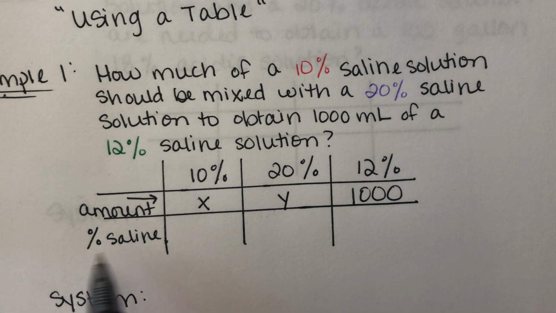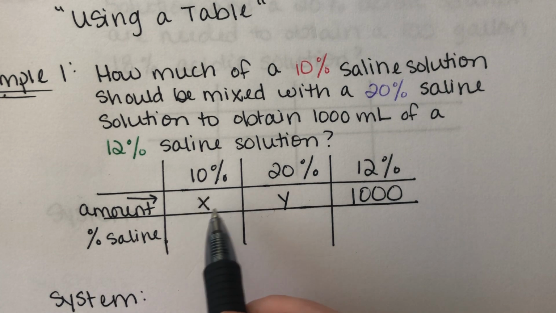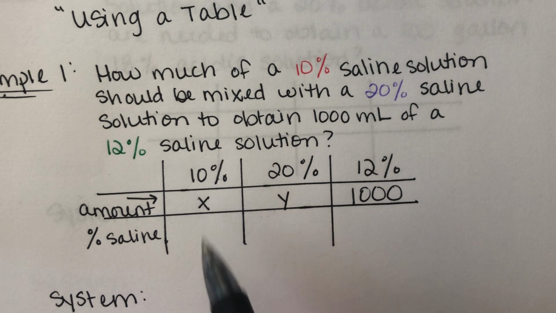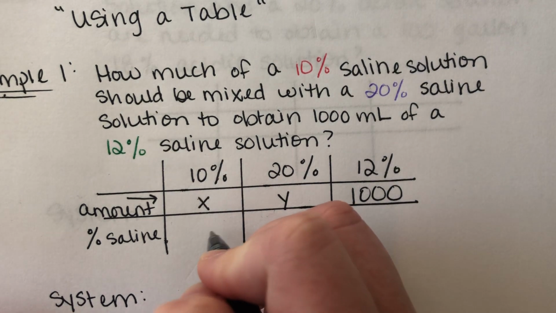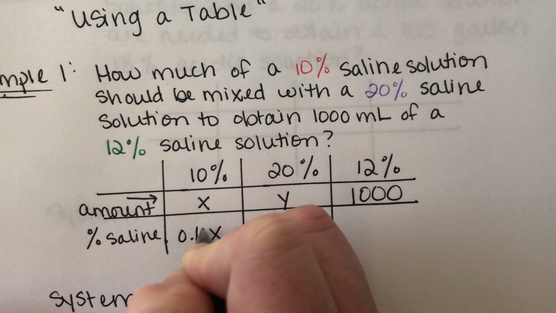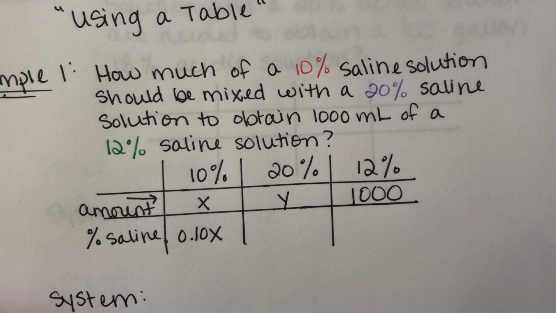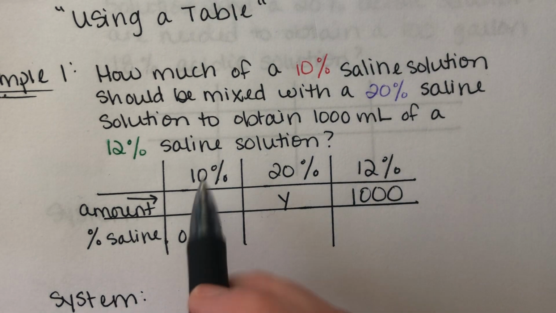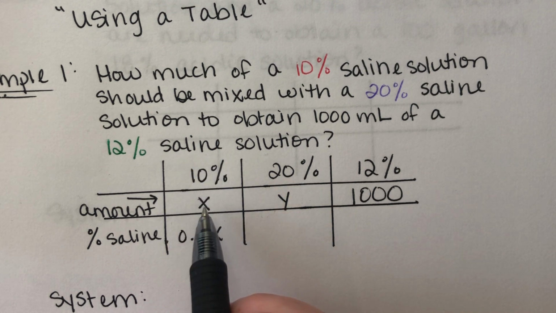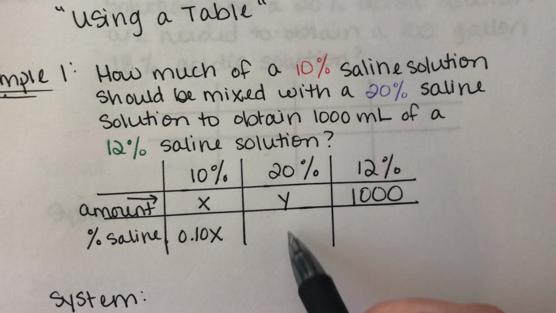Okay, the percent saline. Well, if this is how many milliliters of the 10% I use, now I have to account for the 10%. So I'm going to take the number of milliliters and multiply it by 10%. And when you write a percentage, when you're multiplying, you change it to a decimal. So 10% is 0.10. So the 10% saline solution times the number of milliliters I have of it is represented by 0.10x. Okay, so we're going to do the same thing here.